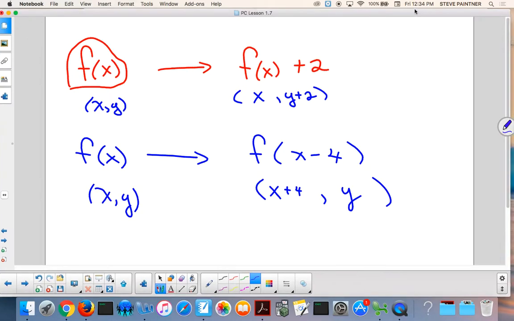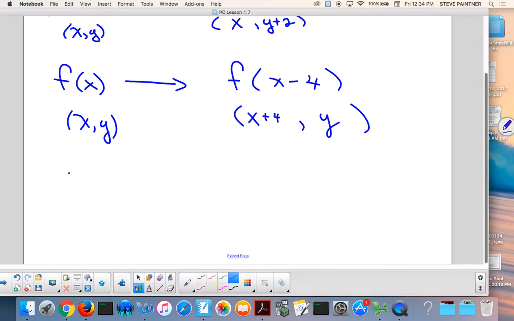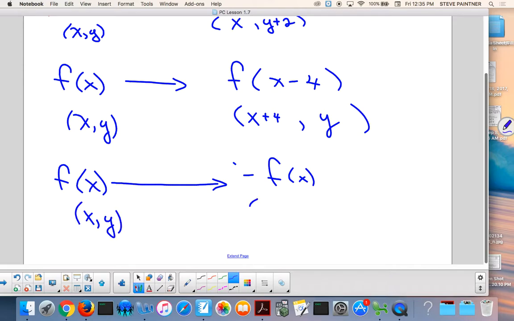If you are told this, f of x, here's your parent. Do what to your parent? Okay. I just put a negative in front of your parent. This is a reflection where? See that f of x? That's y. I just stuck a negative in front of y. I switched the y. This is a reflection over what? The x-axis.